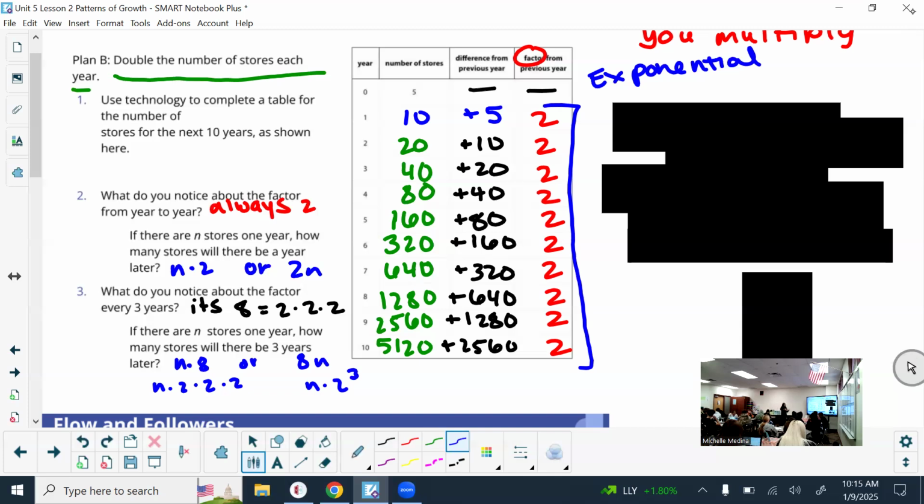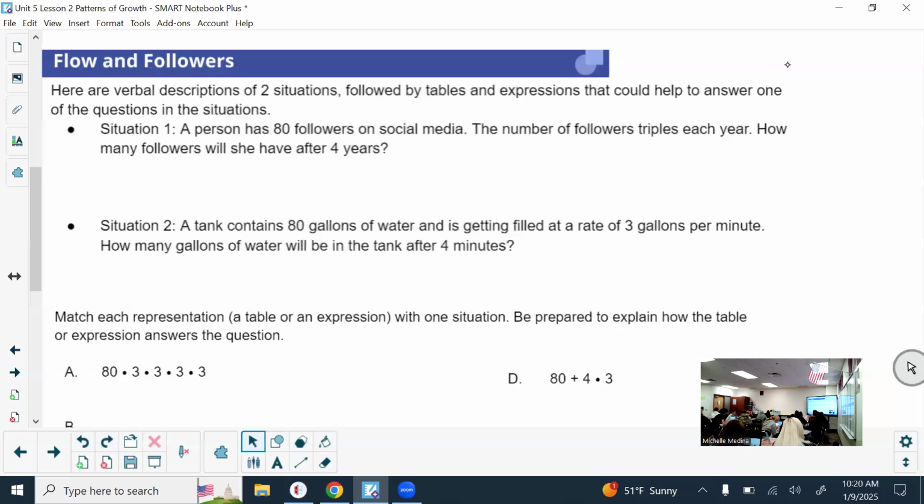I'll leave this up because I see people writing, that you're doing the back side of your notes. I'll just do 1 and 2. Going over the answers to this.